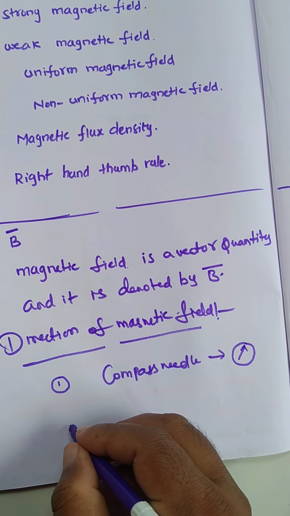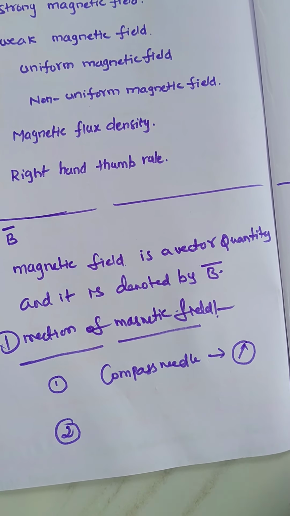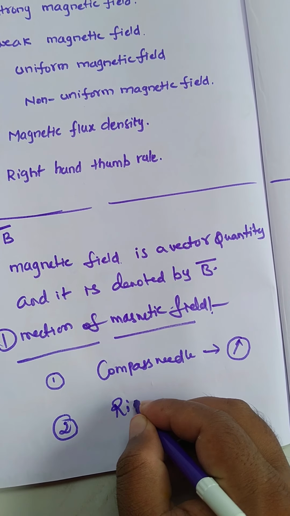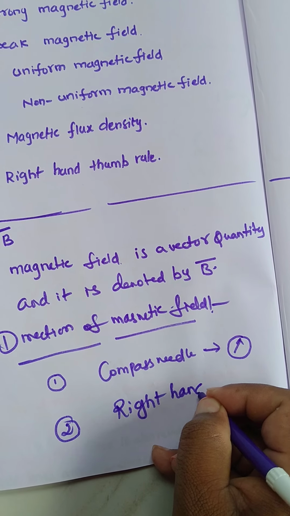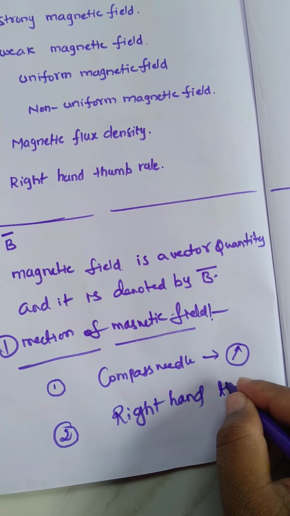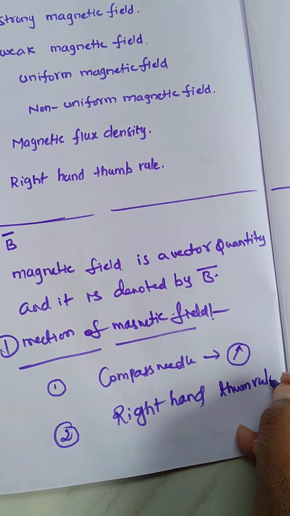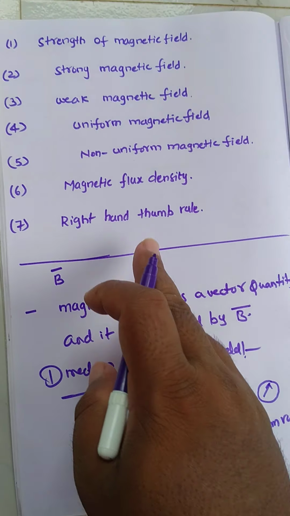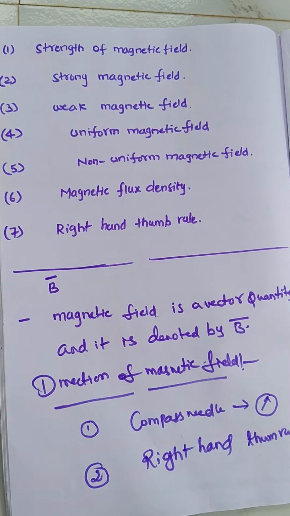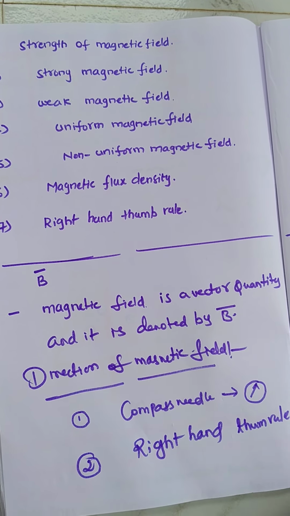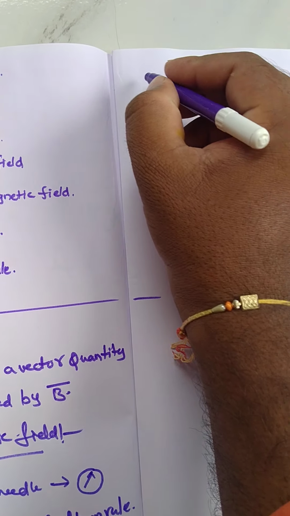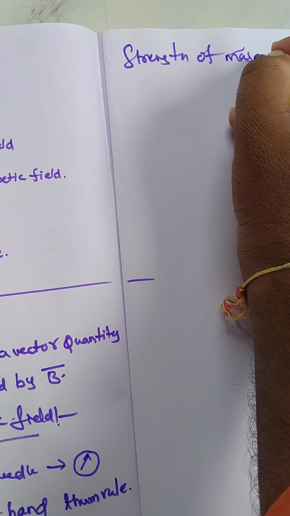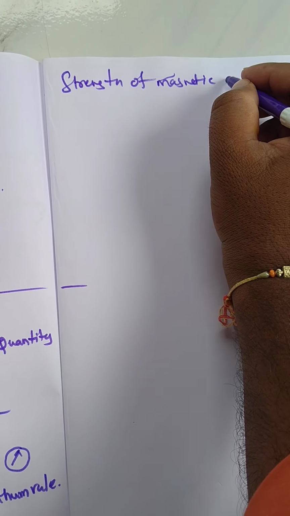And the second way to know the direction of the field is the right hand thumb rule. Today I am going to discuss the right hand thumb rule, but I will discuss it last. Before that, I want to discuss the strength of magnetic field. First today I am going to discuss the strength of magnetic field.